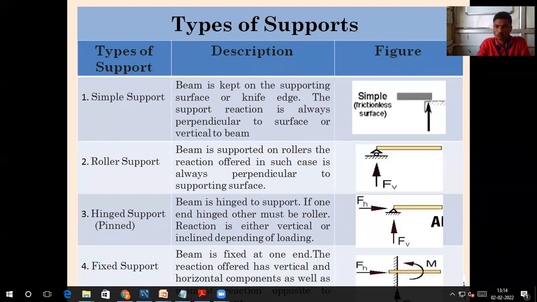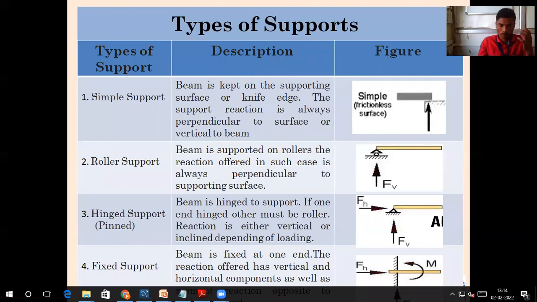Whenever there is a resistance to movement or rotation, not only movement but also rotation, then a reaction will come into picture. This is a simple thumb rule of mechanics we have to remember: when there is action, there is a reaction. Fixed support, the name itself is fixed. Neither can it move, nor can it rotate. That's why there are two reactions and one moment that will come into picture.